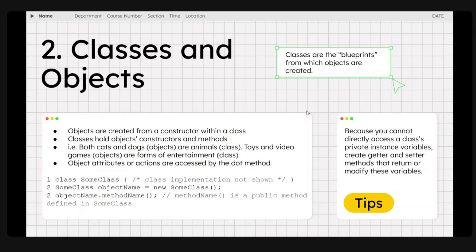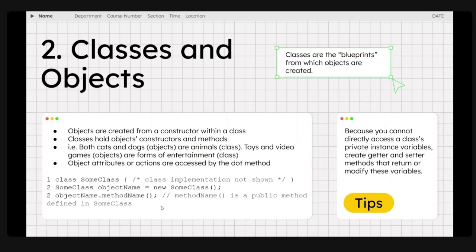For classes and objects, these are a little bit bigger. They basically encompass different kinds of values and methods. So in this example, we've got a class. This is how you declare a class. The class implementation will not be shown. It'll be shown later. And when you want to create an object from this class, you would just declare as the type some class, which is the class name, the object name equals new some class, which you're creating a new object of this class.